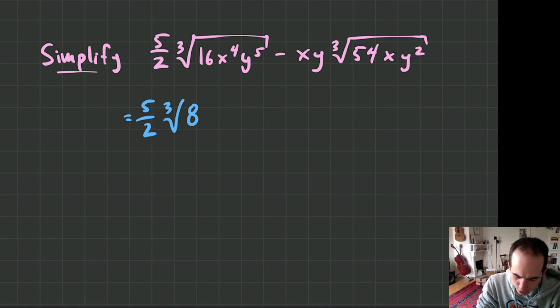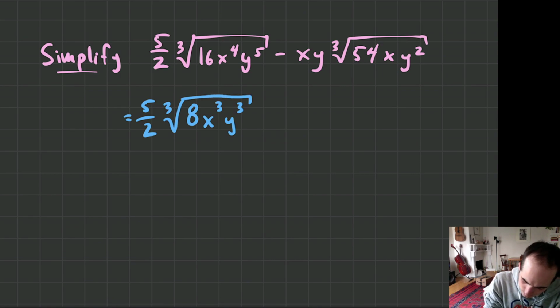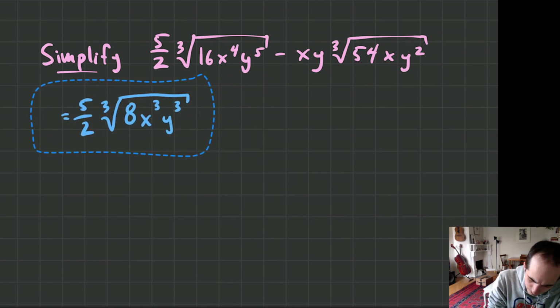Because 8 is a perfect cube and it's a factor of 16, so I won't have any problems with that. 8x cubed, right? Because x cubed is a factor of x to the 4. And I'll do y cubed as well. So that's what I'm factoring out. I'm going to give myself a little more room because I'm running out of room here.